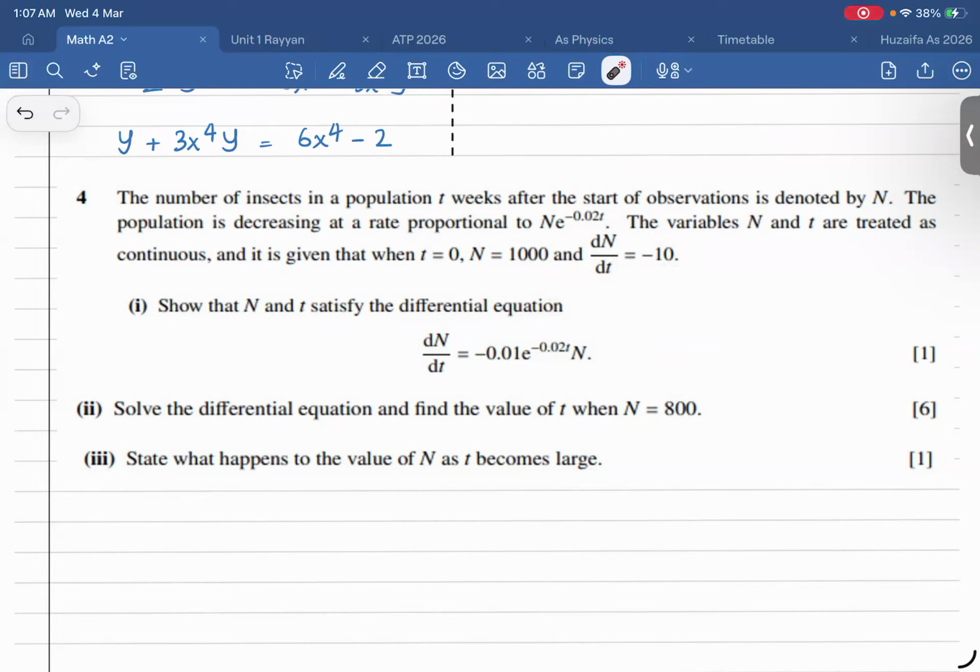So now, the number of the insects in the population t weeks after the start of the observation is denoted by n. The population is decreasing at a rate proportional to this. Now they're saying rate proportional to this, and after that they also mention the equation, asking us to form the equation. This is basically the second type of question. Okay, fine, let's do it, no problem.